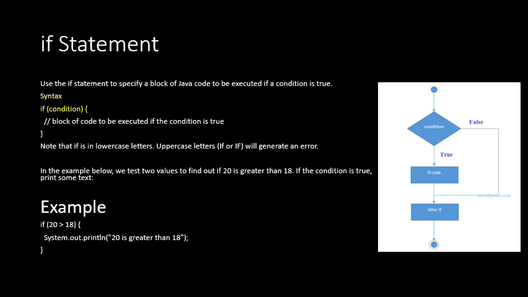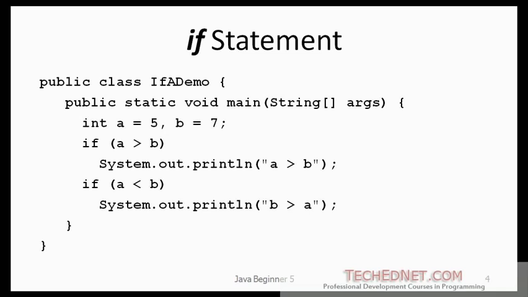Syntax: if condition. If the condition is true, then the block of the true statement will be executed. Otherwise, it will go to the next. The example clearly defines it: if 20 is greater than 18, then it will print 20 is greater than 18. Otherwise, it will go to the next step. Next is a program or example of this statement. Here I have chosen two variables A and B. The value of A is 5 and the value of B is 7. So I have chosen: if A is greater than B, then it will print A greater than B. If A is less than B, then it will print B greater than A. Both are if statements. It will choose the true one and then print that one.